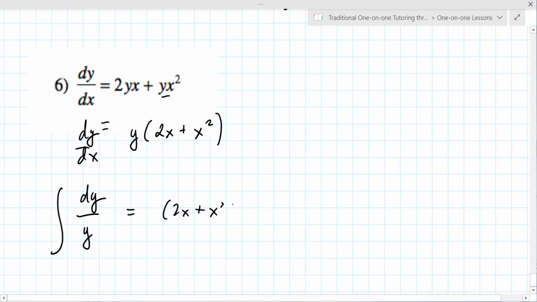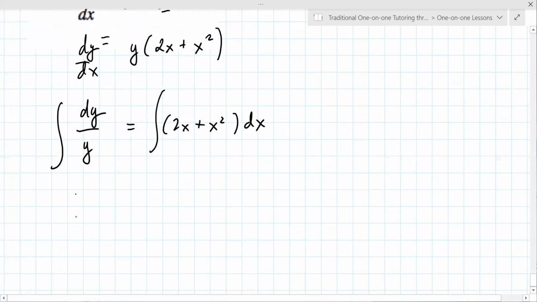So this is dy over y equals 2x plus x squared dx. So again, natural log absolute value of y equals x squared plus 1/3 x cubed plus c.